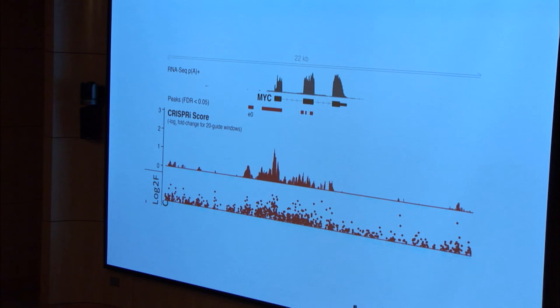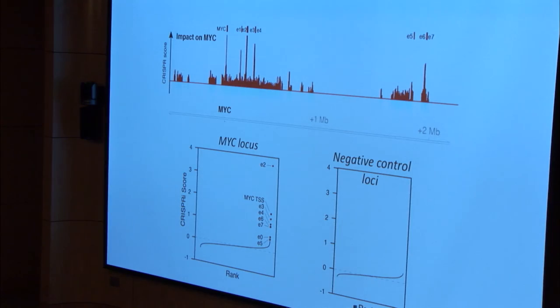And so we have confidence that this metric is giving us meaningful MYC regulatory elements. If we zoom out onto the entire 3 megabase MYC region, and now I'm showing only the 20 guide windows to resolve, we see clearly the MYC locus itself regulates MYC, as you'd expect, as well as 7 distal enhancers up to over a megabase away from MYC that we assign to be regulating MYC in this cell type.